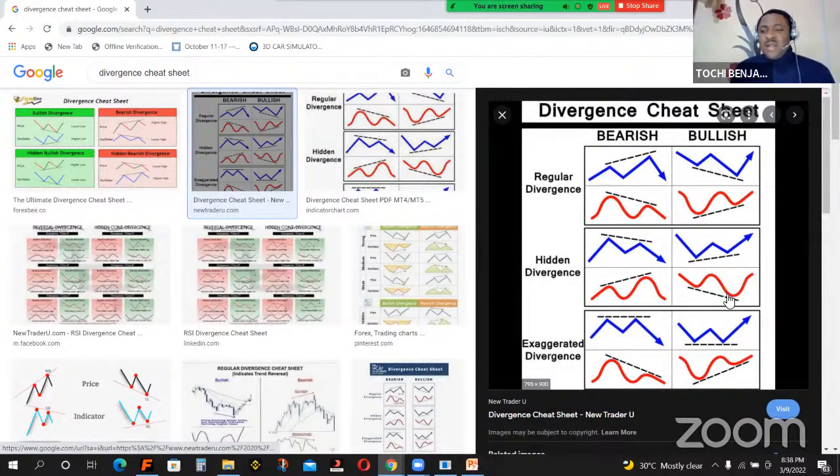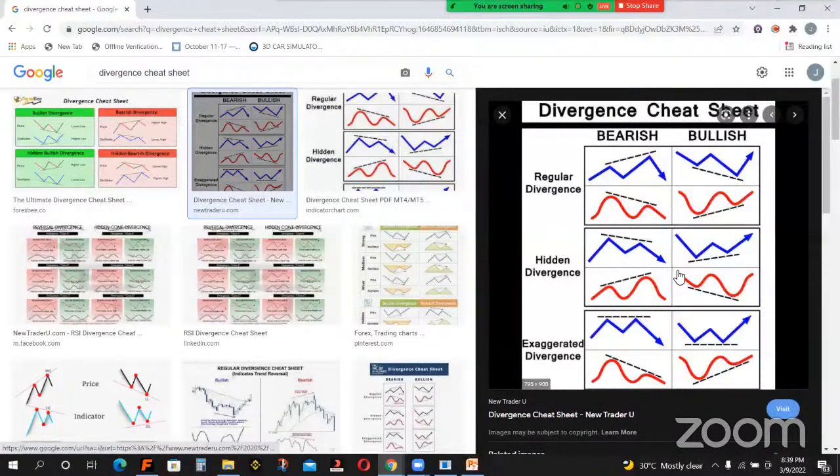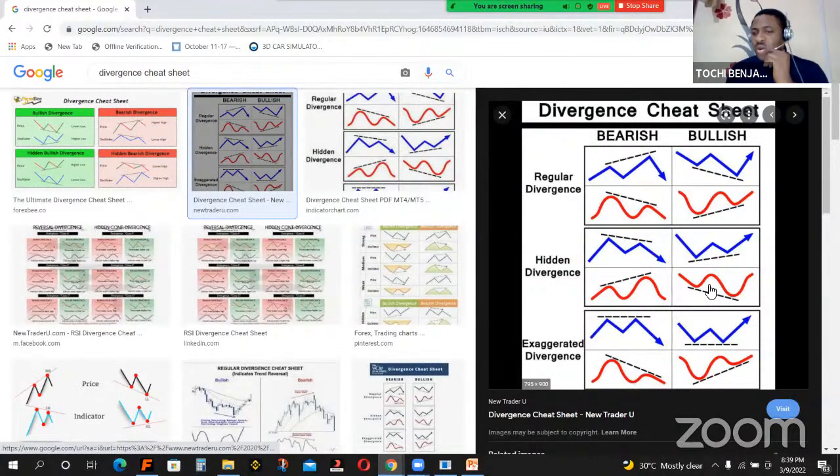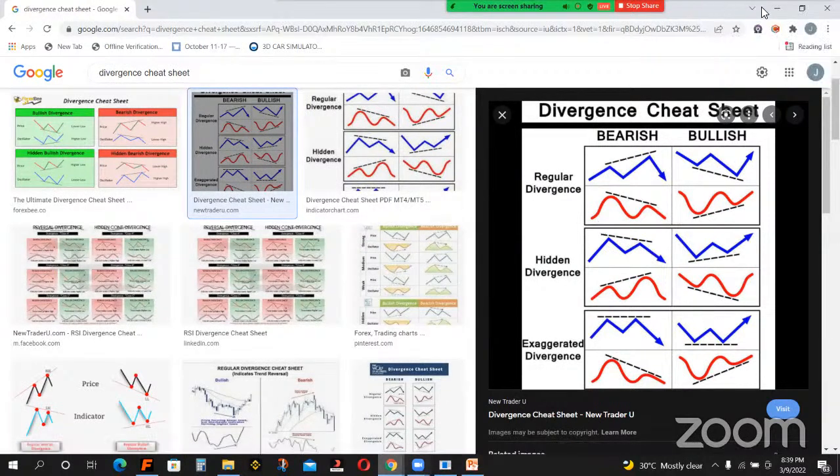Look at it here. Price is doing higher low. Oscillator is doing lower low. Let's go back. Price is doing higher low, oscillator is doing lower low.